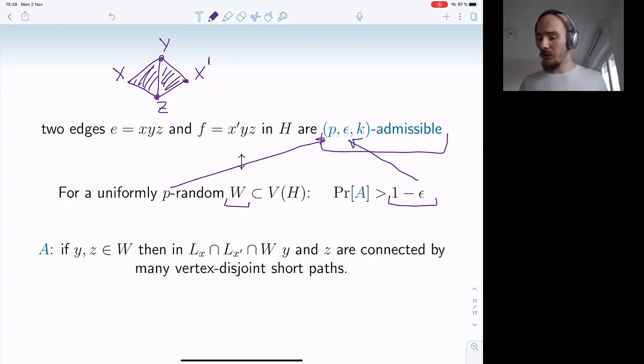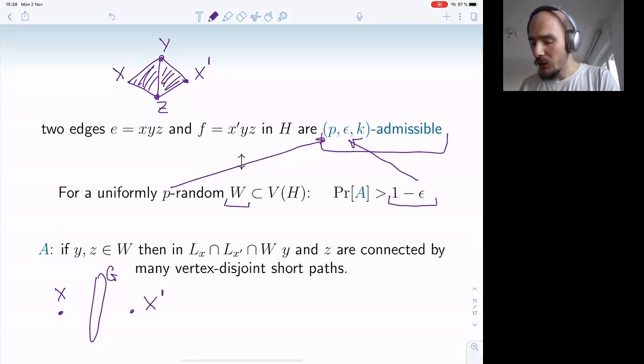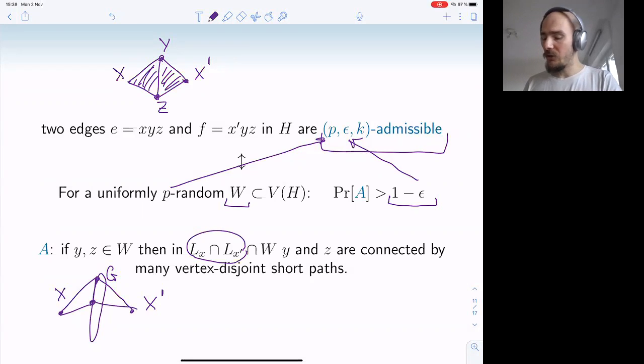What is this event? This event A that should happen: we're looking at the same graph that we were looking at before. We take this vertex X, we take this vertex X prime, and there is this graph G that is the intersection of the link graphs of these two vertices, so all edges that are connected to both. So here is our graph G. Now we look at the part of G that is induced on W, so we restrict ourselves to this random set of vertices.